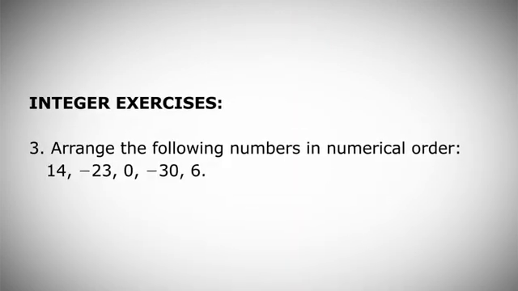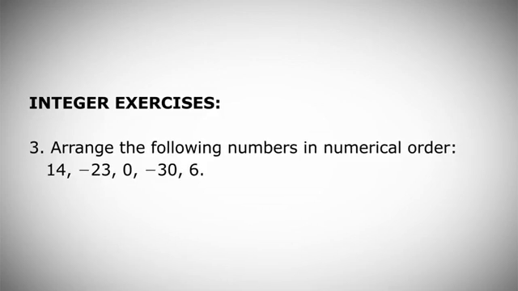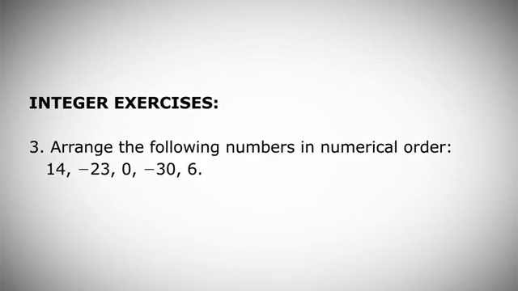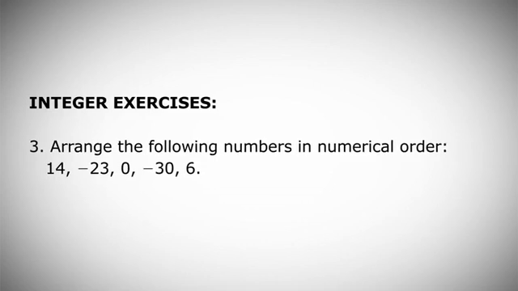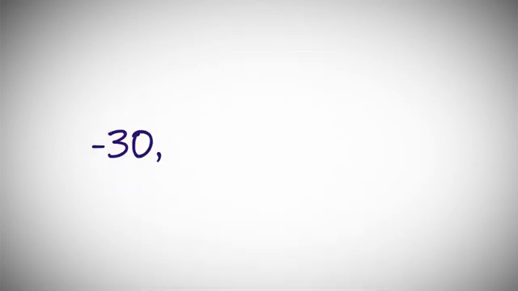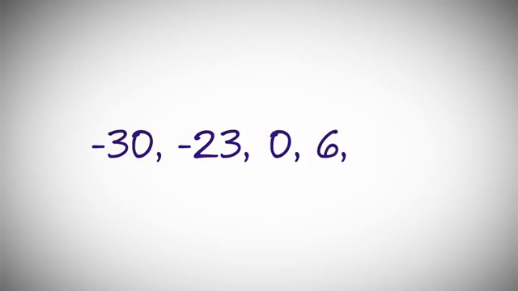Now let's take a look at number 3. This question asks us to arrange the following numbers in numerical order: 14, negative 23, 0, negative 30, and 6. Remember that when we want to arrange a set of numbers in numerical order, we want to start with the smallest number first. Since we have negative numbers in this list, we want to deal with the negative number that has the largest absolute value. In this case, it would be negative 30. The next largest would be negative 23, then 0. And now that we've reached 0, we can go with our positive integers, 6 and then 14.